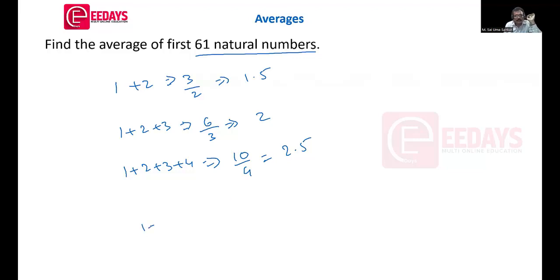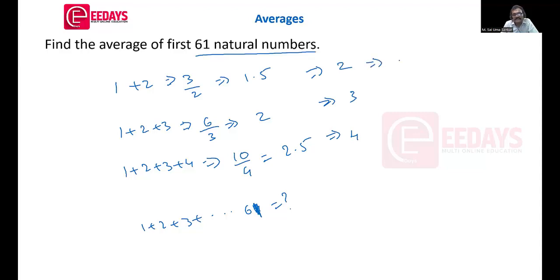Now, and so on, 1 plus 2 plus 3 and so on up to 61, then what is the answer? Okay, if you observe, 2 numbers, average equal to 1.5. 3 numbers, average equal to 2. 4 numbers, average is equal to 2.5. So how to solve this one?